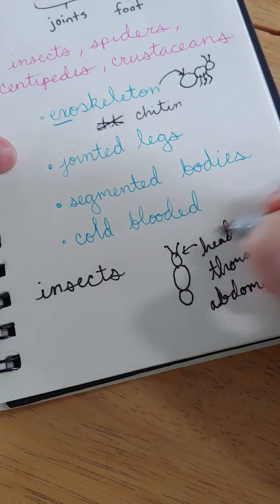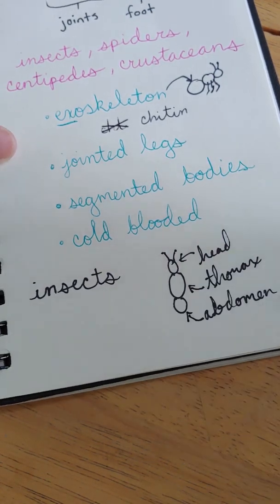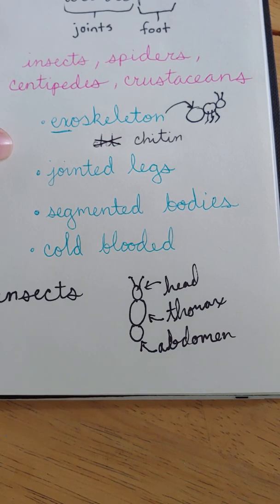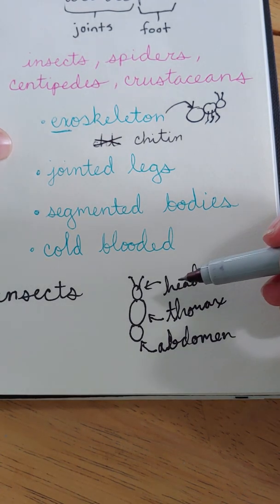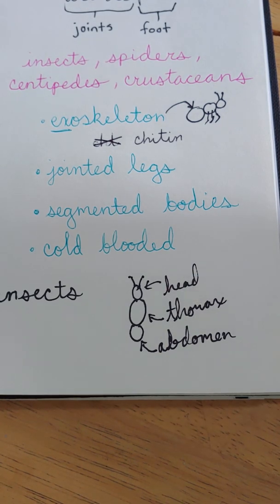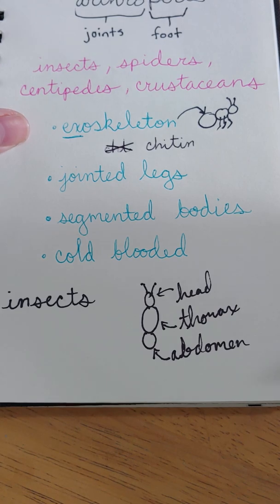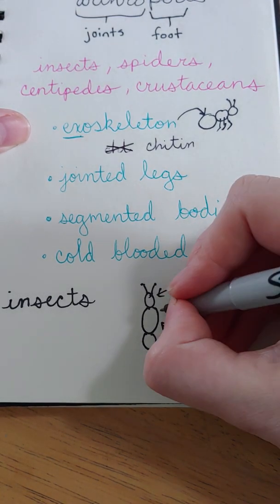So their head is the top one, their thorax is the middle one, and their abdomen is the end one. The song, in case you were wondering, goes head, thorax, abdomen, 6 legs, and so on from there, which tells us the next thing we need to know about insects, which is that they have 6 legs.